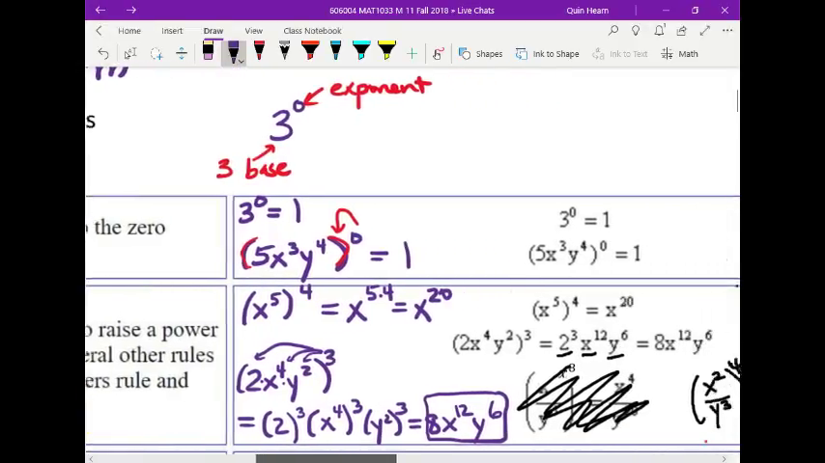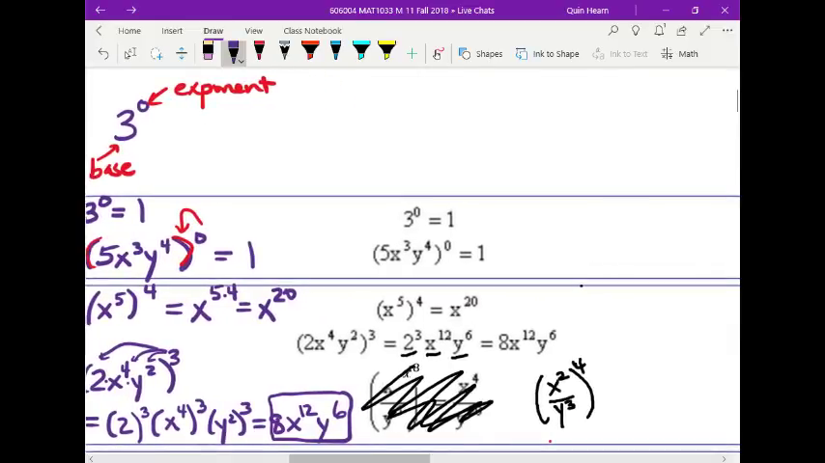I want to show you one more. So this is a quotient raised to a power. I didn't actually write out a rule for that, but the same thing applies. If the only operation here is to divide, remember division is really just multiplication written in a sneaky way, but in any case, we can raise each part to that power. So x squared to the 4th over y cubed to the 4th.